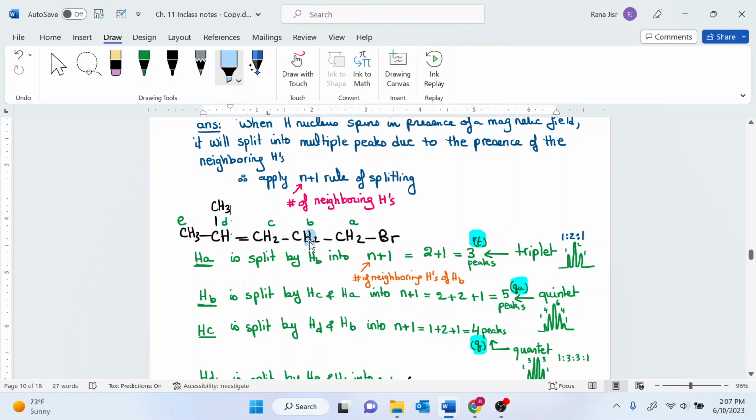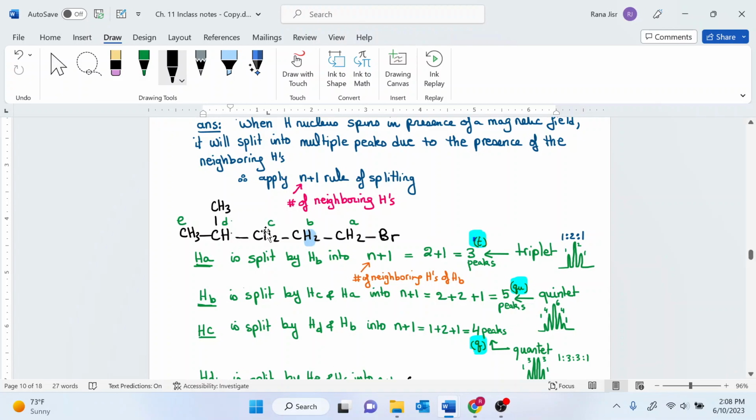Looking at proton B, again, proton B is spinning. So I want to see how many peaks proton B will be split into. I need to look at its neighbors. And I do have 2 neighbors on this side, 2 neighbors on this side, and these neighbors are also spinning. So they are going to split proton B into 2 plus 2 plus 1, because n is the number of neighboring hydrogens, and I have 4 hydrogens in there. So it's going to be 5 peaks. I abbreviate 5 peaks as QU, and this is going to be a quintet. Quintet is 5, and this is the intensity of the peaks that you're going to see: 1 to 4 to 6 to 4 to 1.